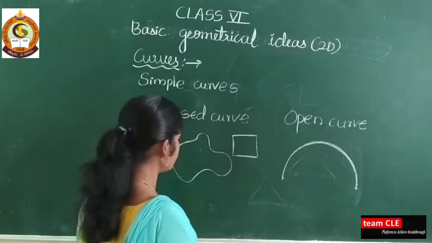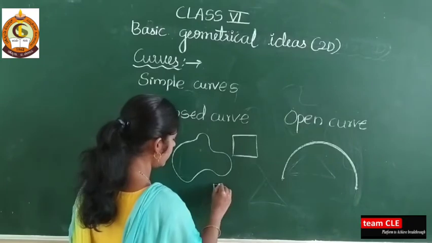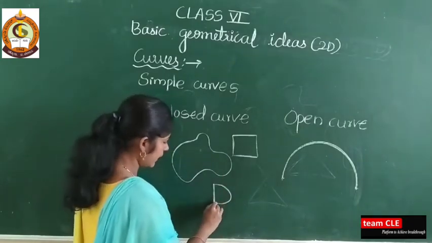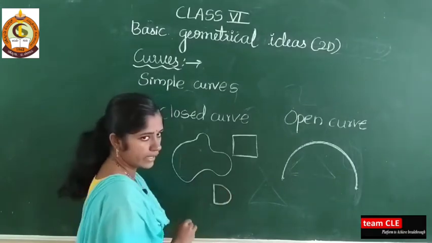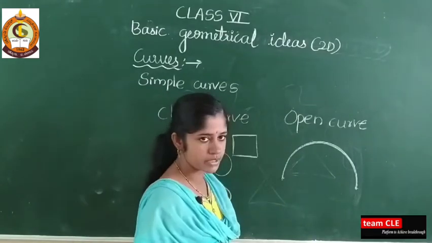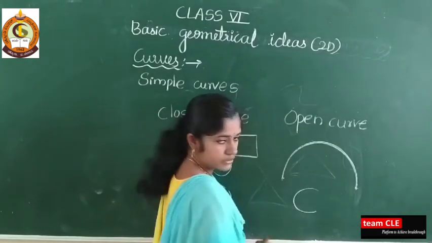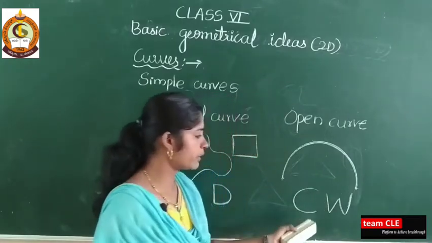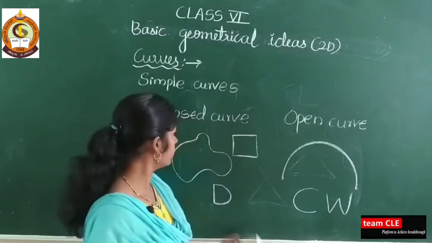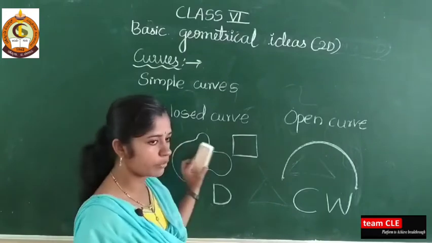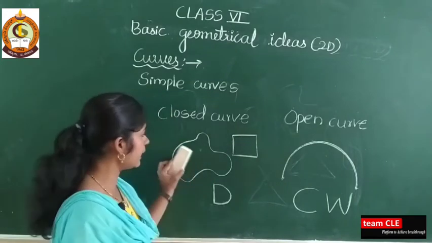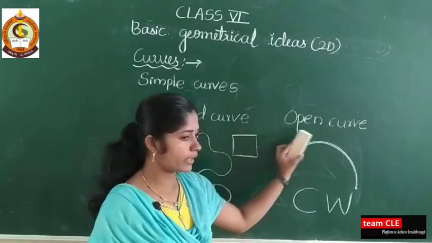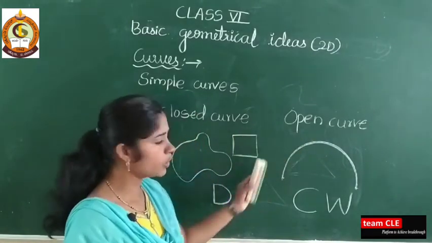Just take a few alphabet letters. Here D is a closed curve because it starts at one point and ends at the same point. Open curve means here C. Again what will come here? W. So it starts at one point and finishes at another point. Figures that start at one point and end at the same point are called closed curves, and those that start at one point and end at another point are open curves.